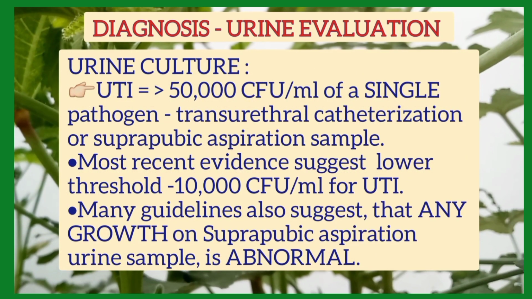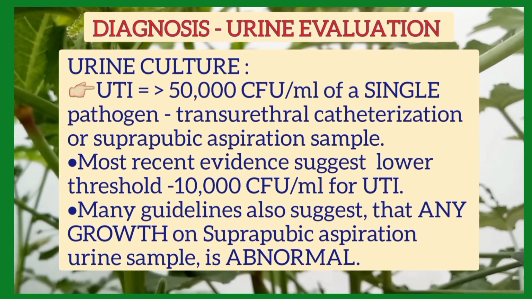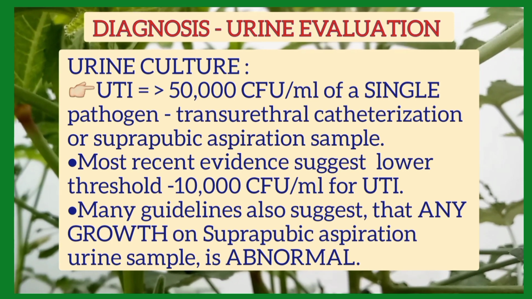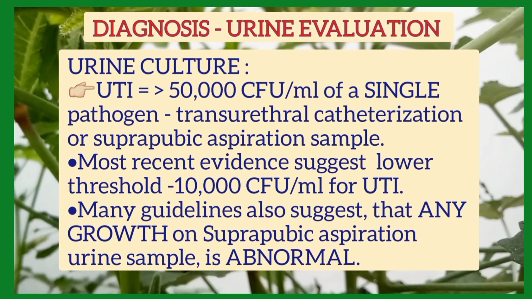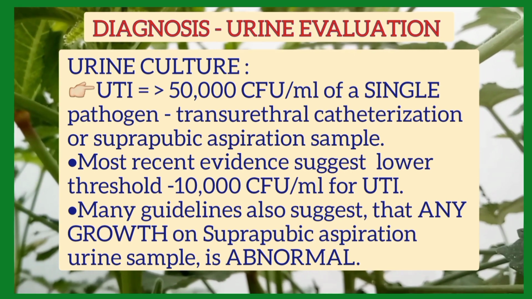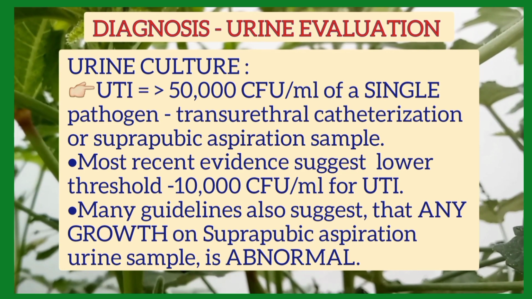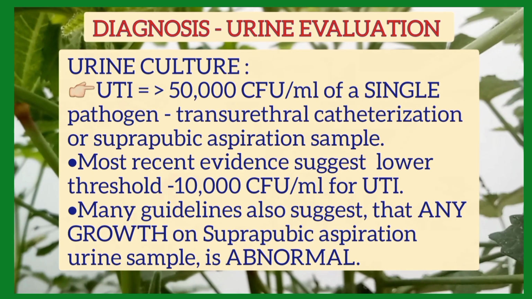Now, on urine culture, UTI is labeled when there are more than 50,000 colony-forming units per ml of a single pathogen by transurethral catheterization or suprapubic aspiration sample. Most recent evidence suggests a lower threshold, that is 10,000 colony-forming units per ml for UTI, and many guidelines also suggest that any growth on a suprapubic aspiration urine sample is abnormal.